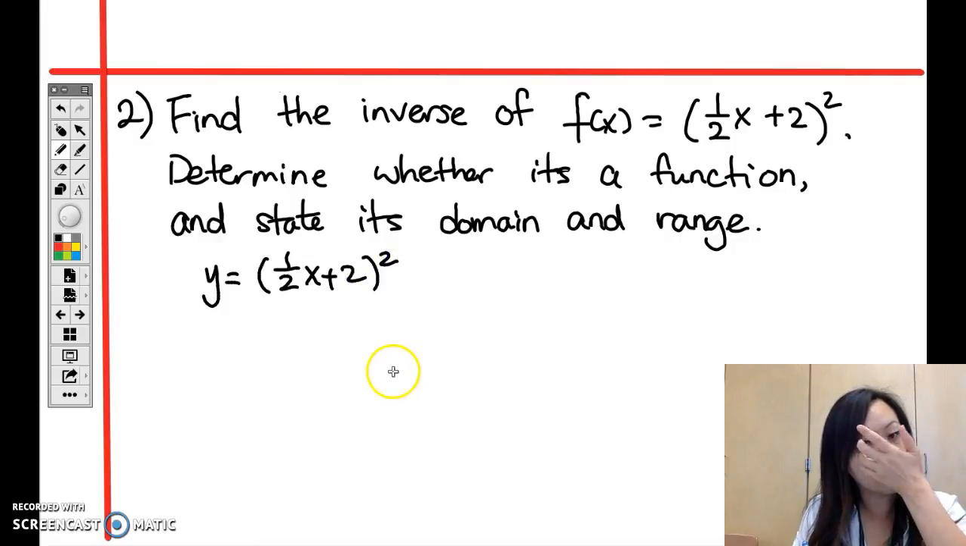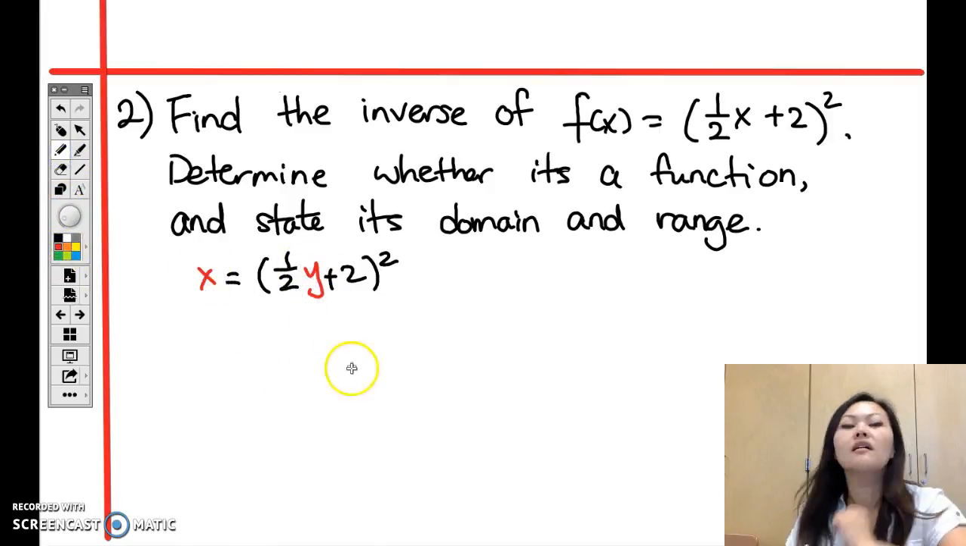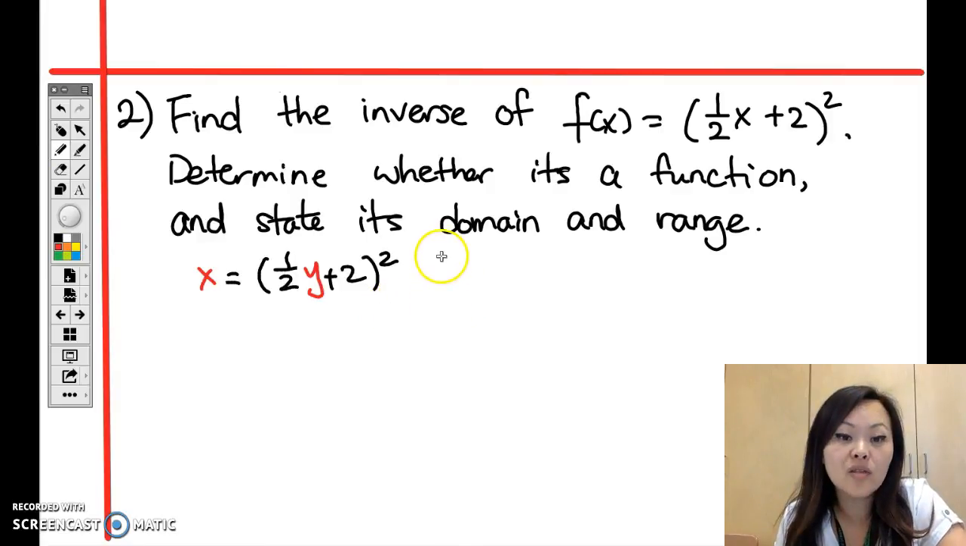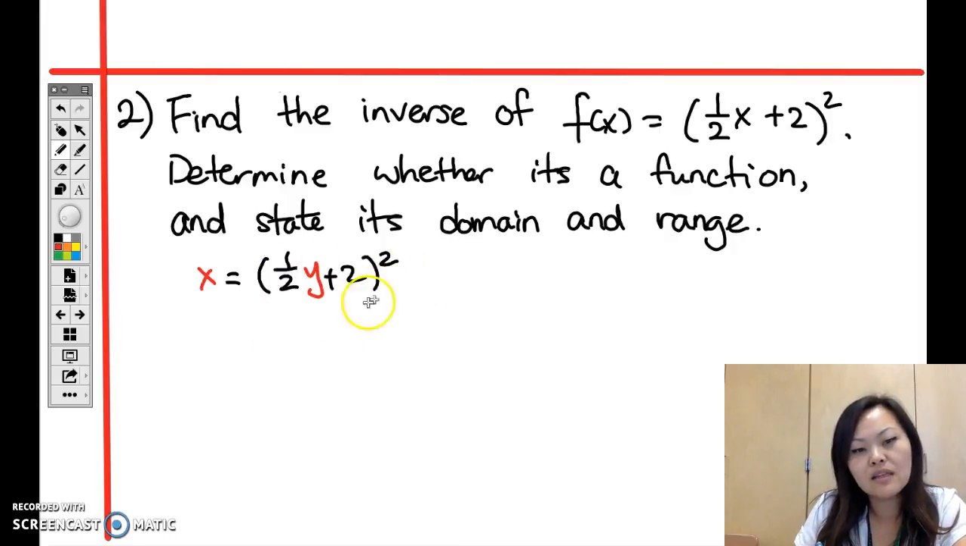And we have to find the inverse of this. And all we have to do is switch the x and the y. So what I'm going to do is I'm going to erase the y and the x, and then I'm just going to switch it around. I'm going to put x here, and then I'm going to put y here. Then I have to solve for y, which means I gotta leave the y by itself on one side, not the x, okay? So everything is inside the parentheses, and we have a squared right here.